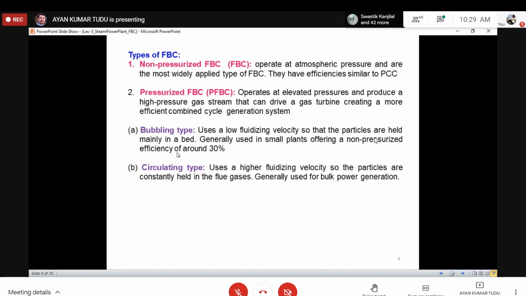Here again, the pressurized FBC has two types. Number one is the bubbling type, where a low fluidizing velocity is used so that the particles are held mainly in a bed. It is generally used in very small power plants, offering a non-pressurized efficiency of around 30%. Then we have the circulating type, where we use a higher fluidizing velocity so that the particles are constantly held in the flue gases. This is generally used for bulk power generation.